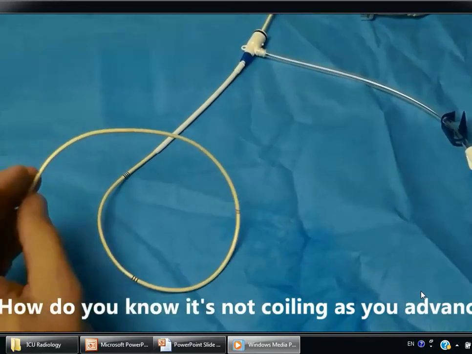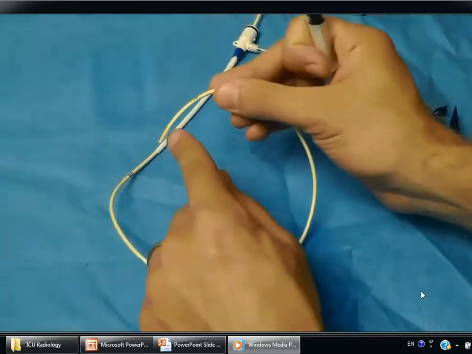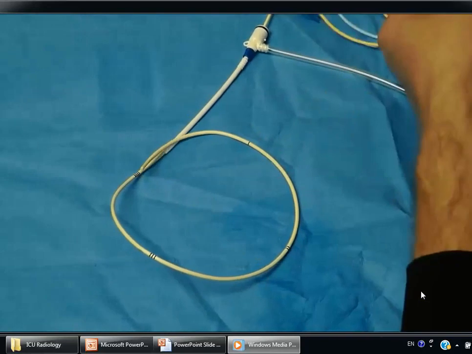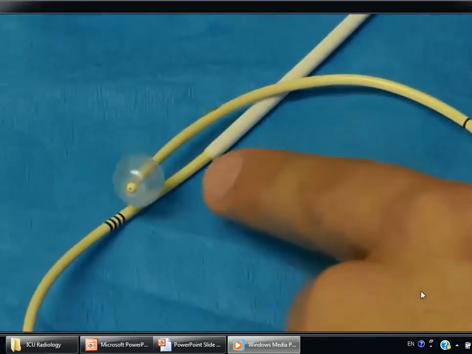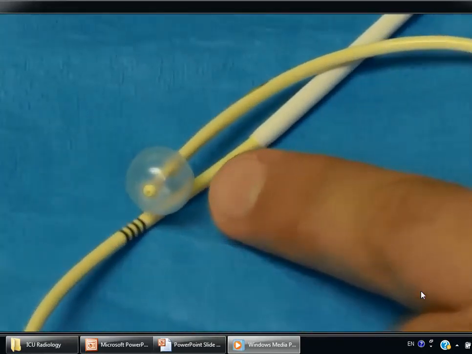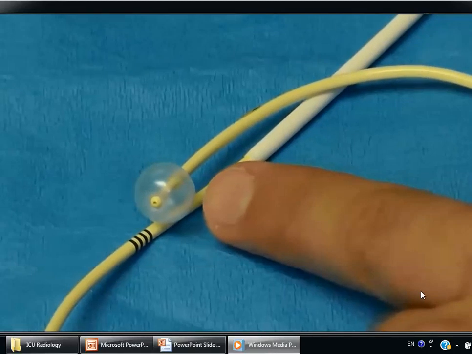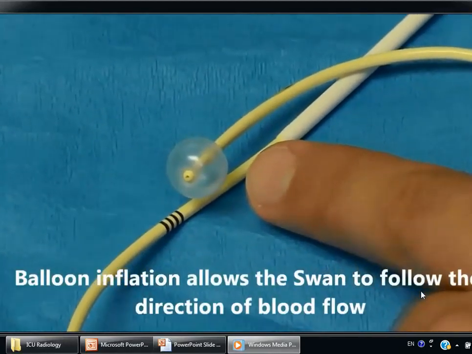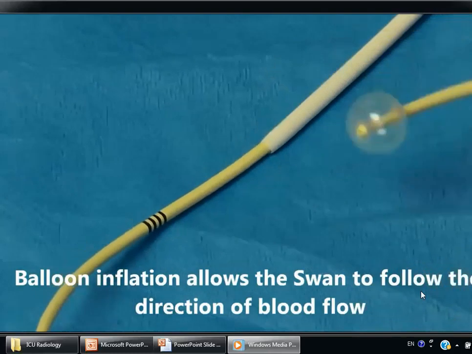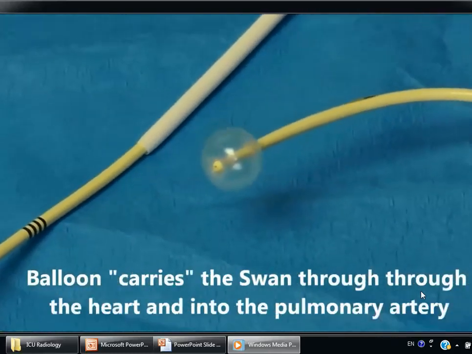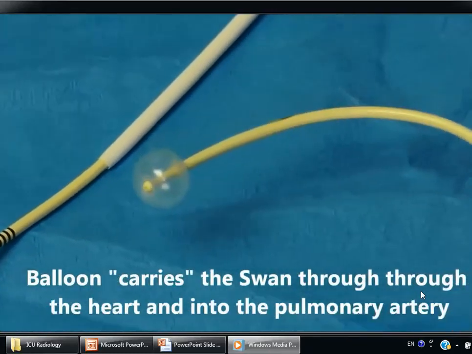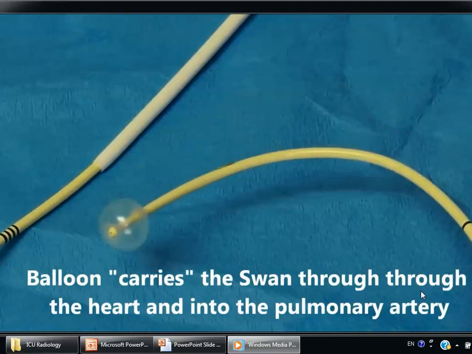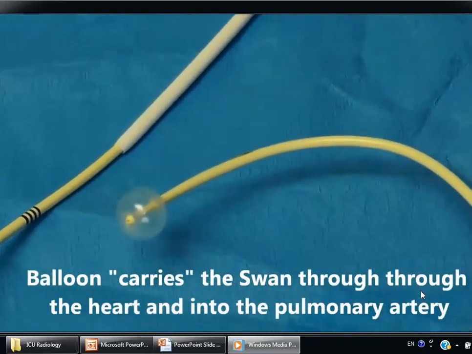And the answer is this balloon on the distal tip that I'm going to inflate here. This balloon acts kind of like a sail on a sailboat, because when this balloon is inflated, it follows the direction of the blood flow. And so assuming that this catheter is not coiling up, the blood flow should guide this from the right atrium into the right ventricle and into the pulmonary artery.